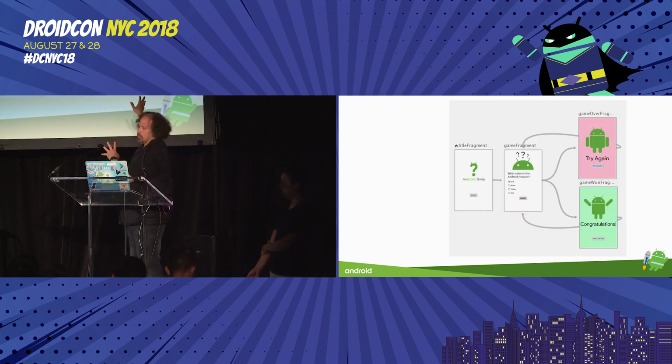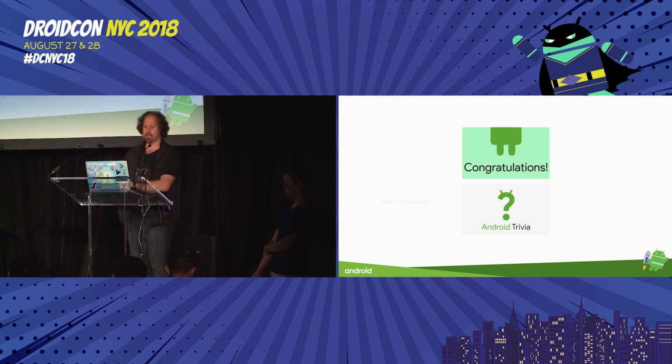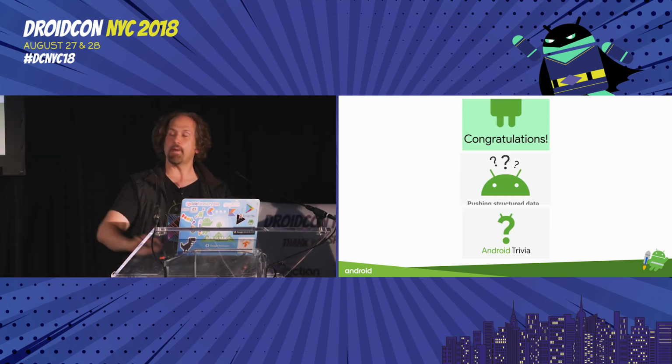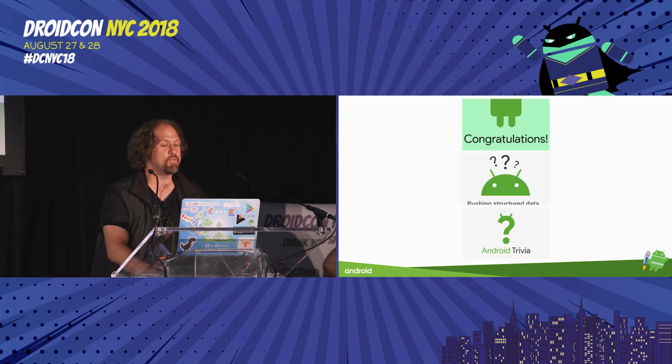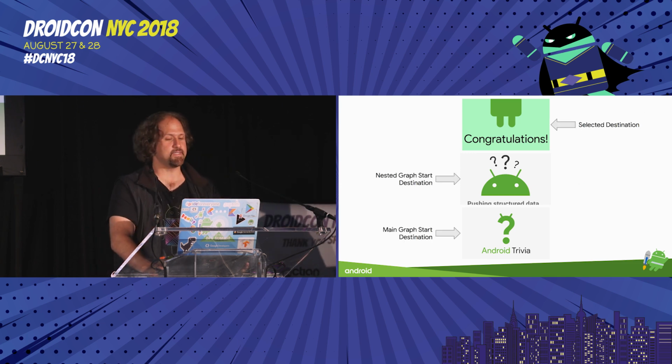Now, if the graph is a simple one like this, with a start destination and sibling destinations, the backstack from the deep link will look something like this, with the start destination and the selected destination on the backstack. If we put the entire game into a nested graph, our backstack would be generated from the start, with the start destination from the main graph, the nested graph, and the selected destination.